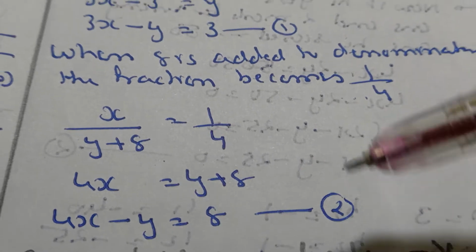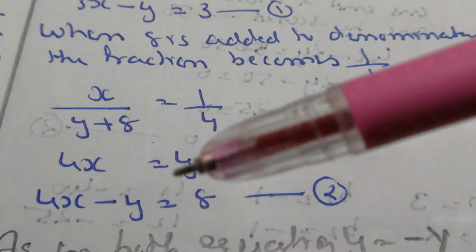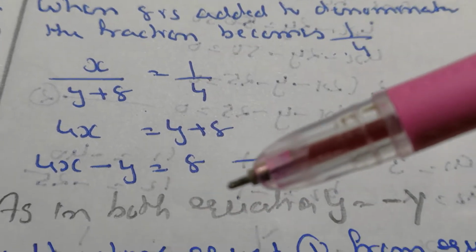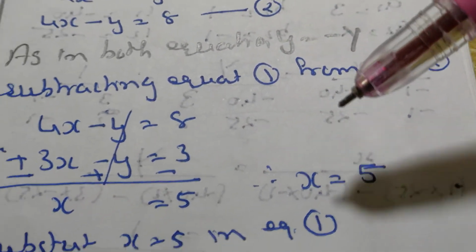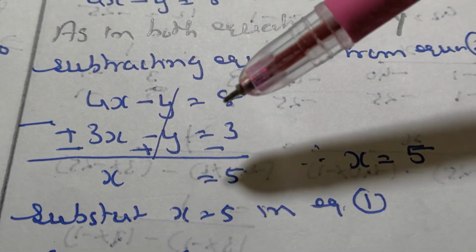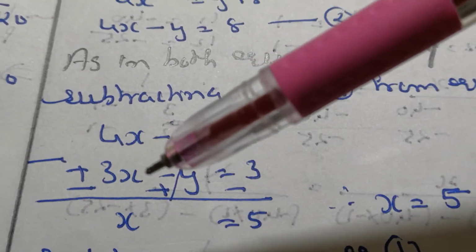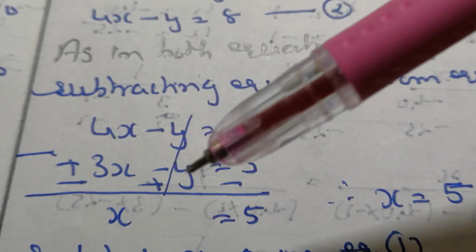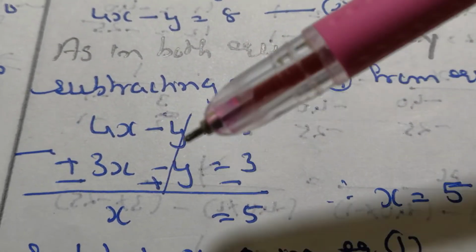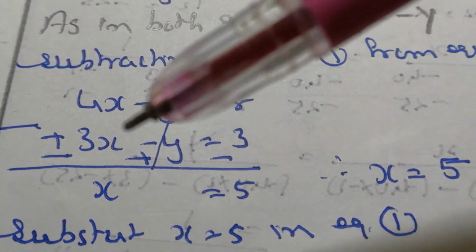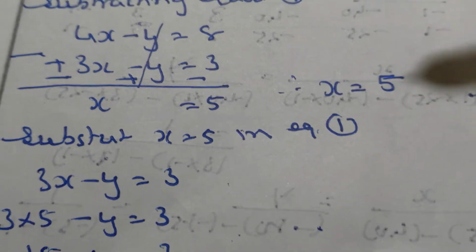So for equation 1 and equation 2, the minus y terms are the same. So I am going to subtract equation 1 from 2. That is 4x minus y is equal to 8, minus 3x minus y is equal to 3. Subtraction means making the sign opposite. Plus minus get cancelled. 4 minus 3 is x, 8 minus 3 is 5. So I am getting x is equal to 5.